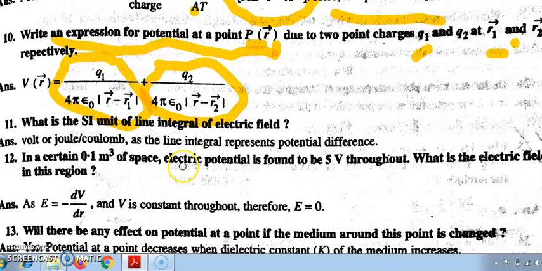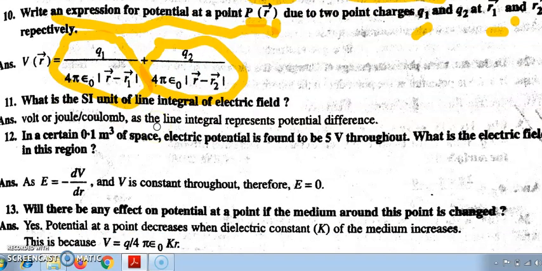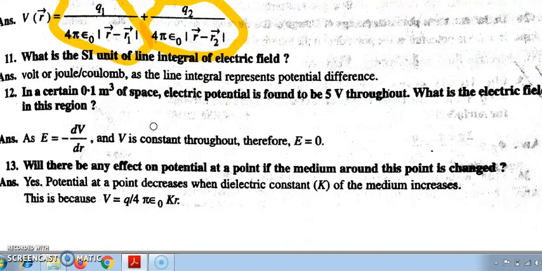Now what is the SI unit of the line integral of electric field? The line integral of electric field gives the relation between electric potential and electric field. So the line integral of electric field is always a volt or voltage. So obviously its SI unit is joule per coulomb, because volt equals work by charge.